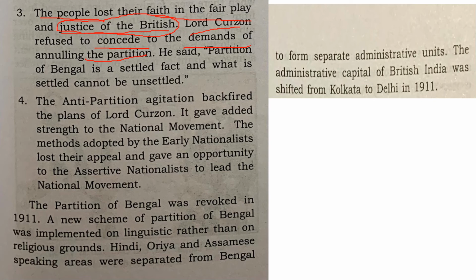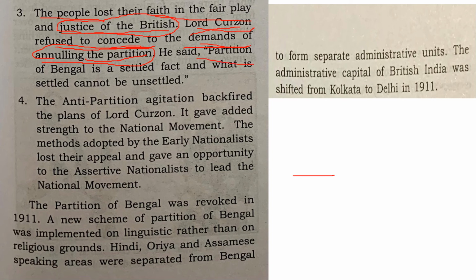So Lord Curzon was the viceroy responsible for this. He refused to concede the demands of annulling the partition. So from various sides, from Congress, from Bengali people, and many other areas, when they asked that partition should be considered invalid, when they demanded Lord Curzon not bring this partition into effect, he refused to make it invalid.